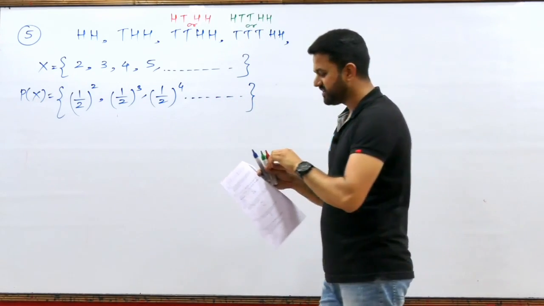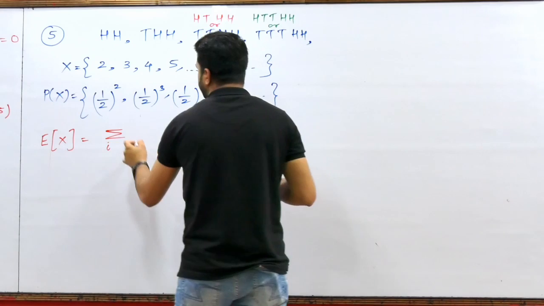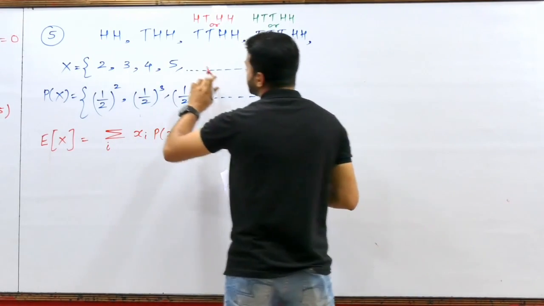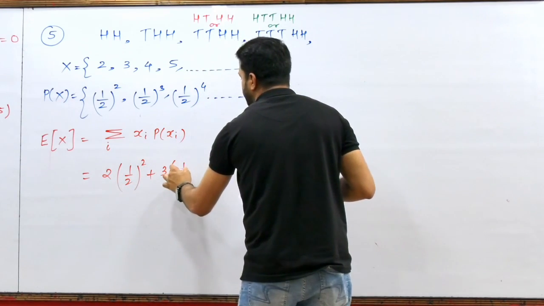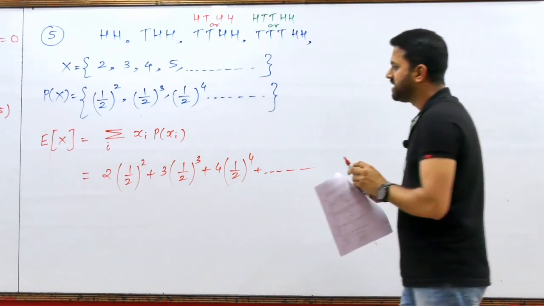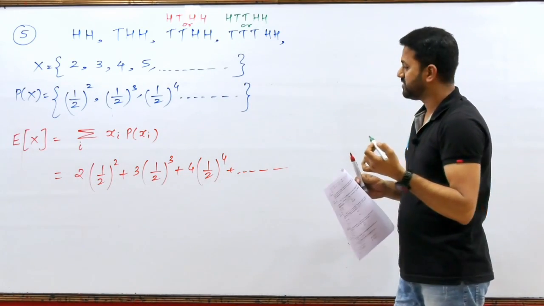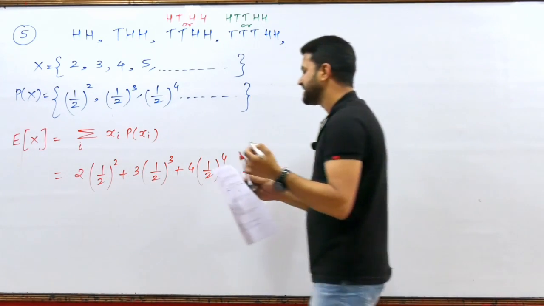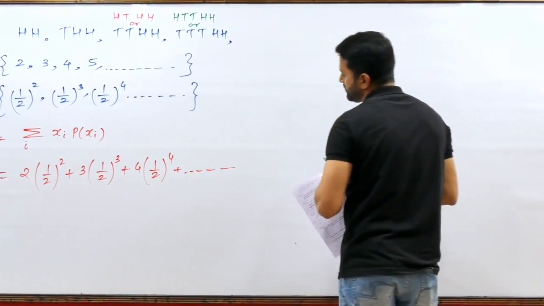Now I have to calculate the mean value. So the mean value is the expected value of x. It is equal to the summation over i of xi times the probability of xi. Now because these are discrete terms, we have 2 into 1/2 whole square plus 3 into 1/2 whole cube plus 4 into 1/2 to the power 4 and so on. Now you can see that this 2, 3, 4 is an arithmetic series, and 1/2 square, 1/2 cube, 1/2 to the power 4 is a GP. So this is an AGP, arithmetic geometric progression.